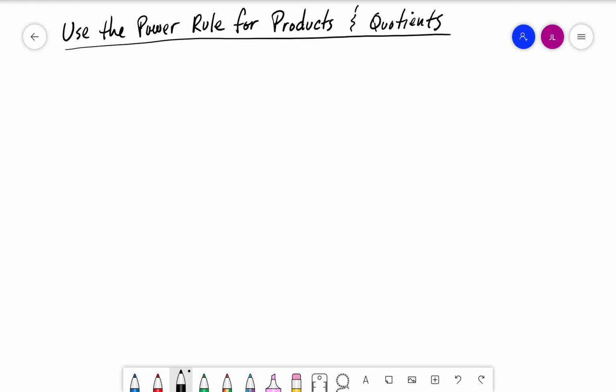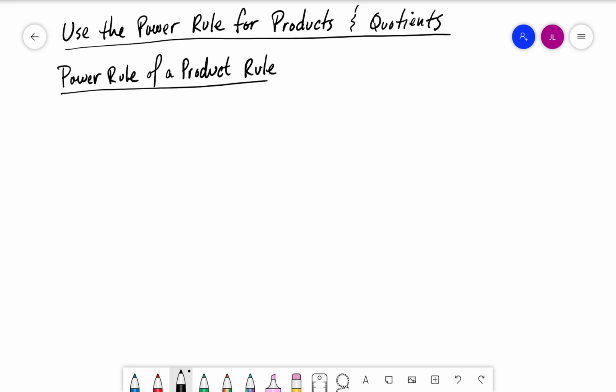We're going to look at the power rule here, using the power rule for products and quotients. So basically, we'll look at the power rule of a product rule. I know it sounds confusing, but it's really not.